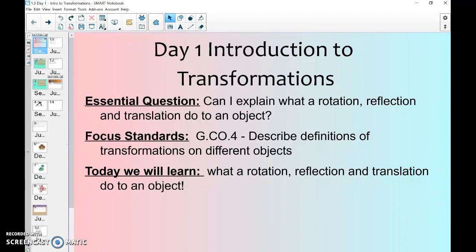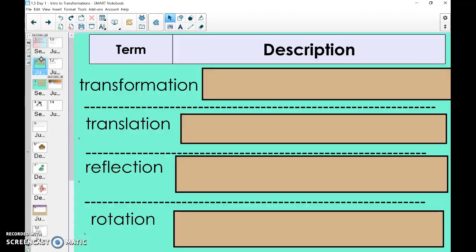Today we're going to go over Unit 1.3, Day 1, Introduction to Transformations. Now we're going to focus on rotations, reflections, and translations, which are words that should be familiar to you. Either you've learned it in middle school maybe, or just might have heard those words in general. So we're going to talk about a bit more specific definitions with those today and what they would look like when we're using them in math class.